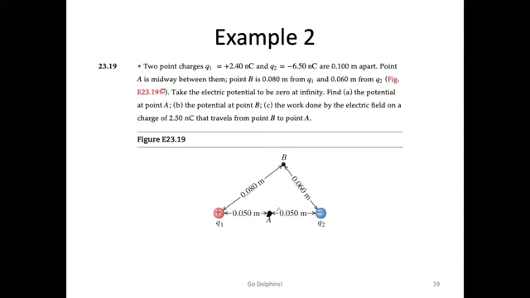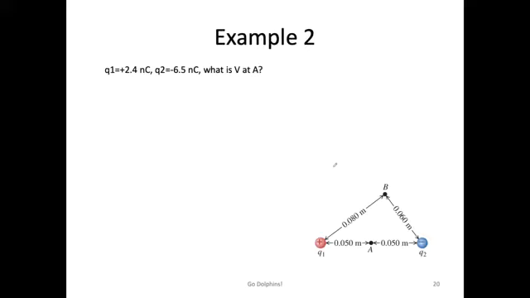Now we want to find what's the potential at position A, what's the potential at B, and then in the end I want to find, if you have another charge, let's call it Q. If you have another charge which is 2.5 nanocoulomb, moving from B to A, what's the work done by the electric force from Q1 and Q2? Let's solve them one by one. Let's first solve the first question. What is the potential at position A? What is the potential at B?